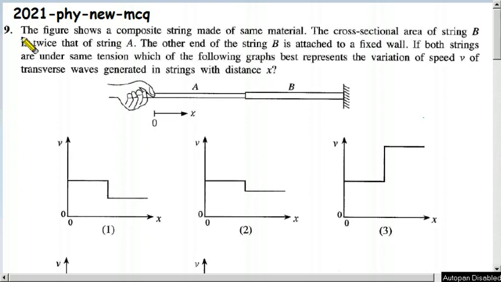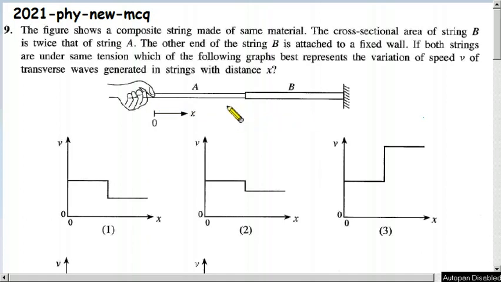Children, today I am going to discuss question number 9 from the MCQ part of the 2021 Physics New Syllabus paper. The figure shows a composite string made of the same material. The cross-sectional area of string B is twice that of string A. The other end of string B is attached to a fixed wall. So here it is fixed. If both the strings are under the same tension, T, which of the following graphs best represents the variation of speed V of transverse waves generated in the strings with distance x?